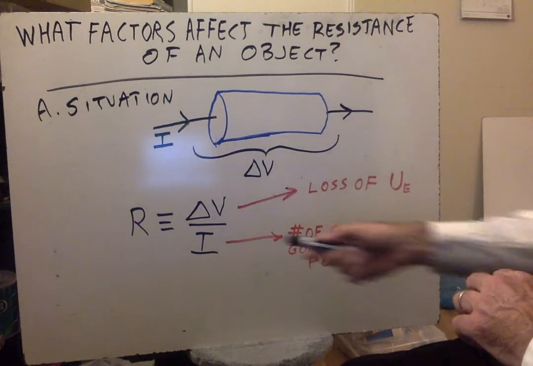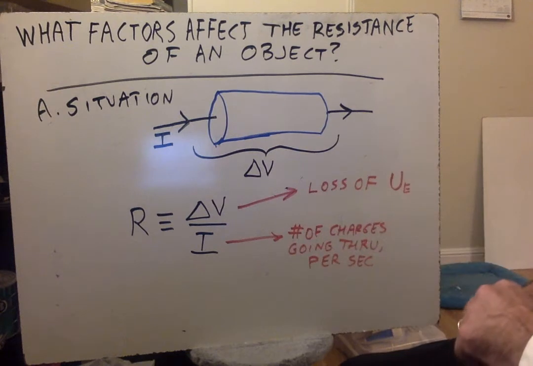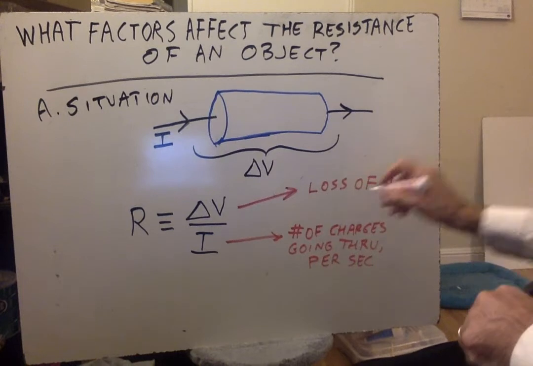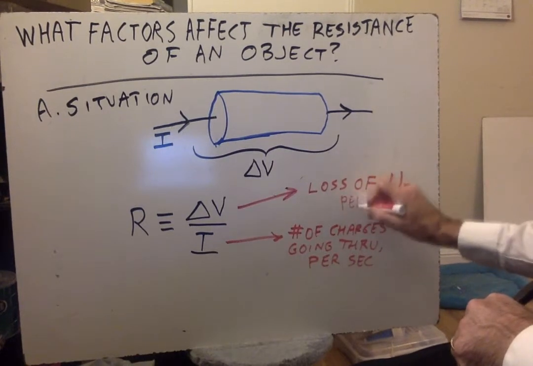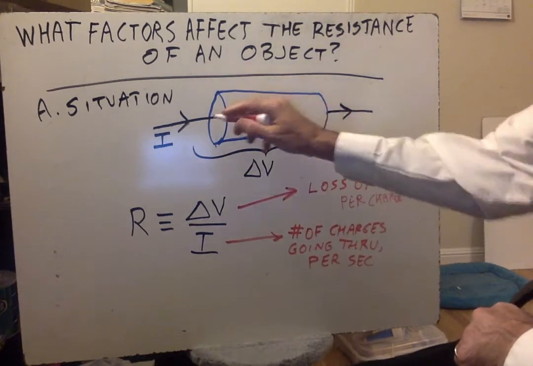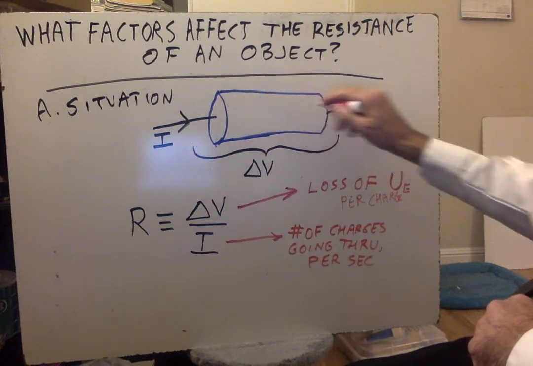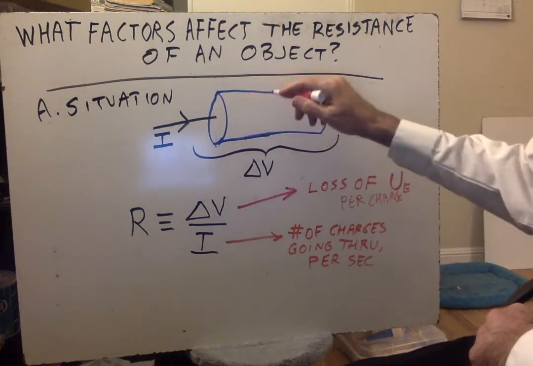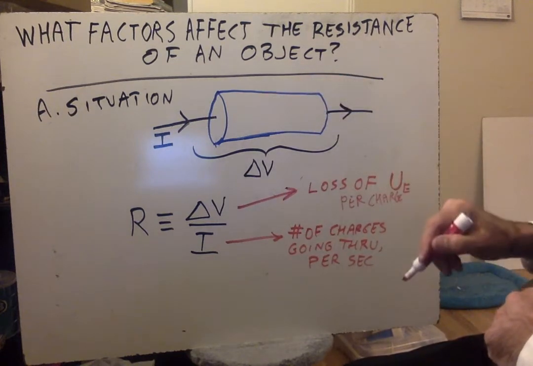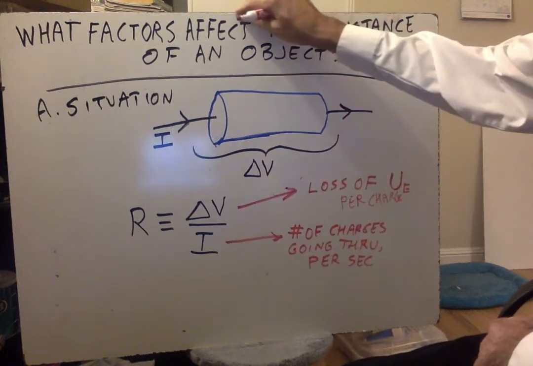And before we get into the theory, let's remind ourselves what these symbols mean. Delta V is change in potential. That's the loss of electric energy per charge. How much energy each charge that goes through loses. It's kind of like if you look at each car going down a highway, how much gasoline each car would use as it goes through some kind of, say, a tunnel or a road. And then I, of course, is the current, and that means how many charges go through this per second.